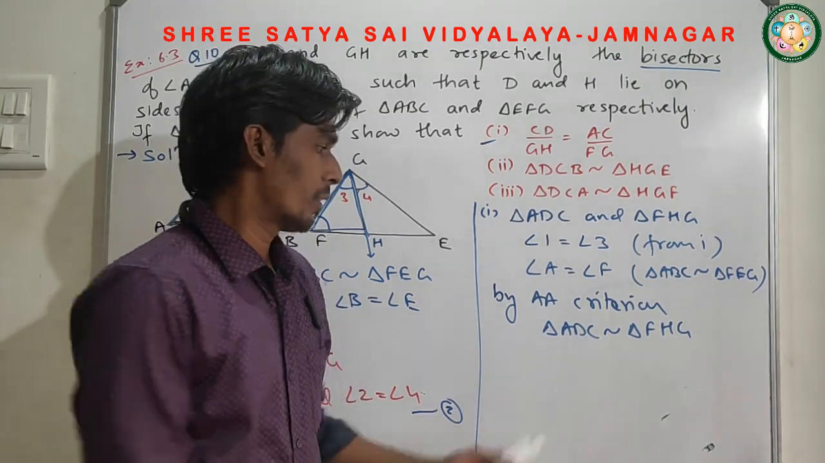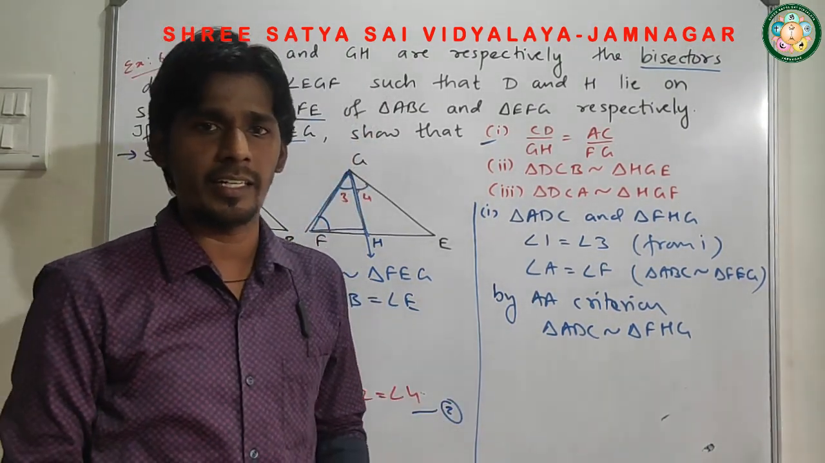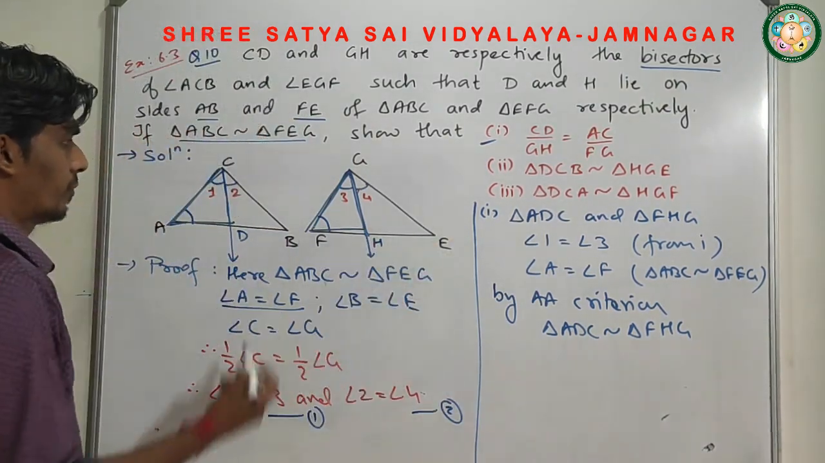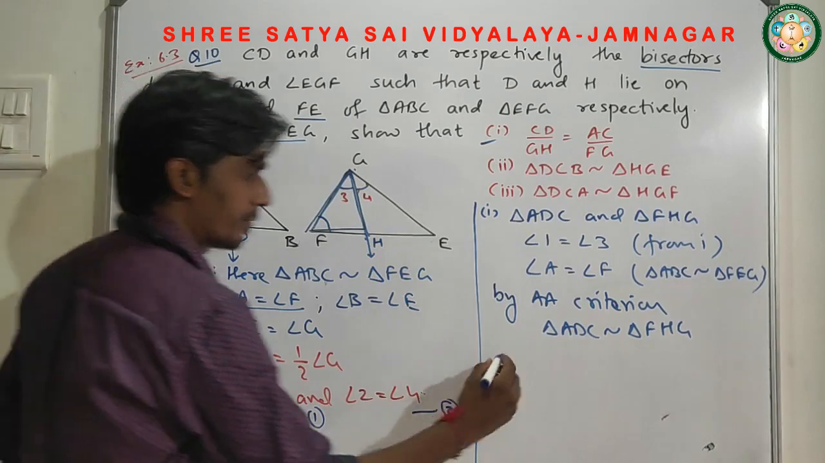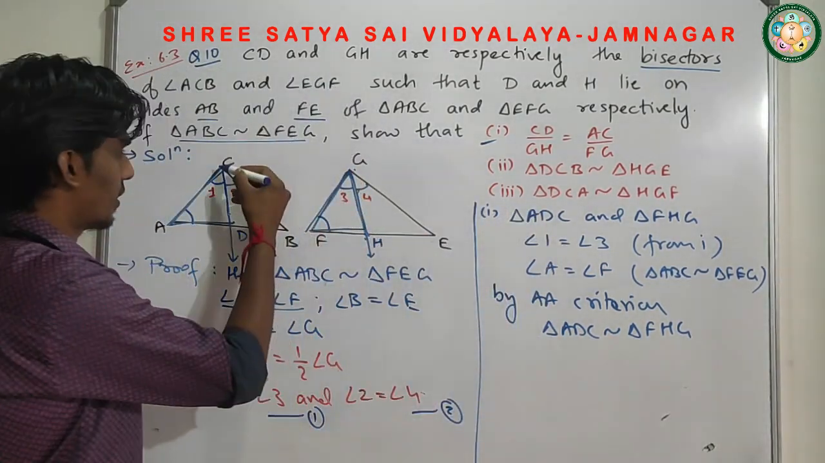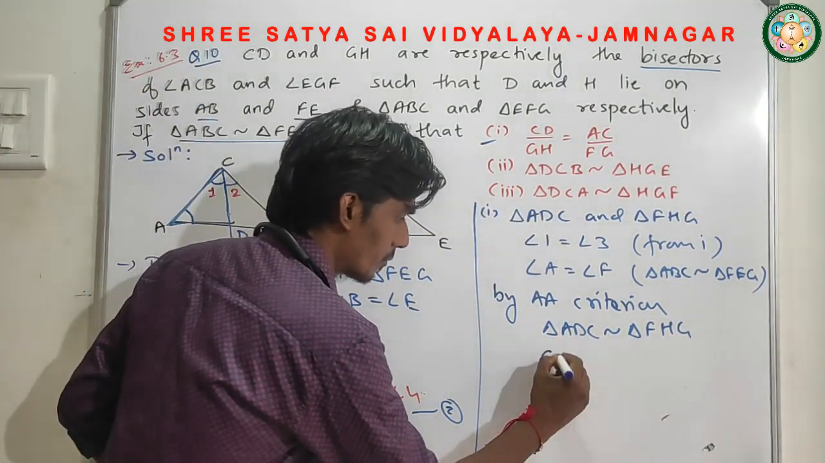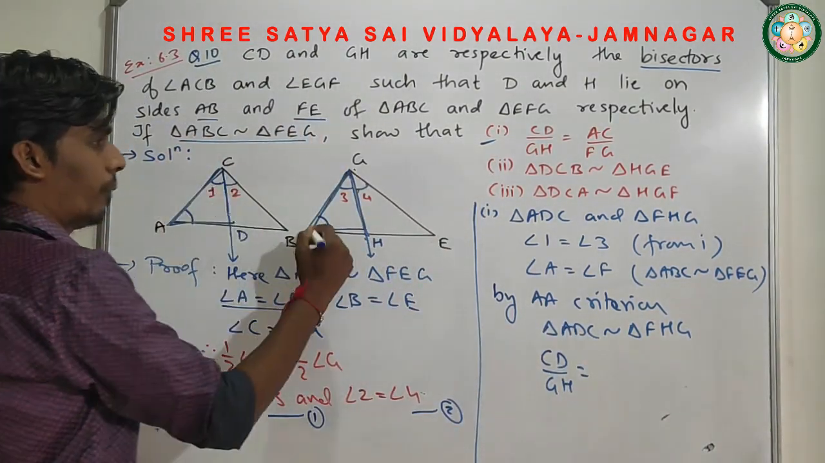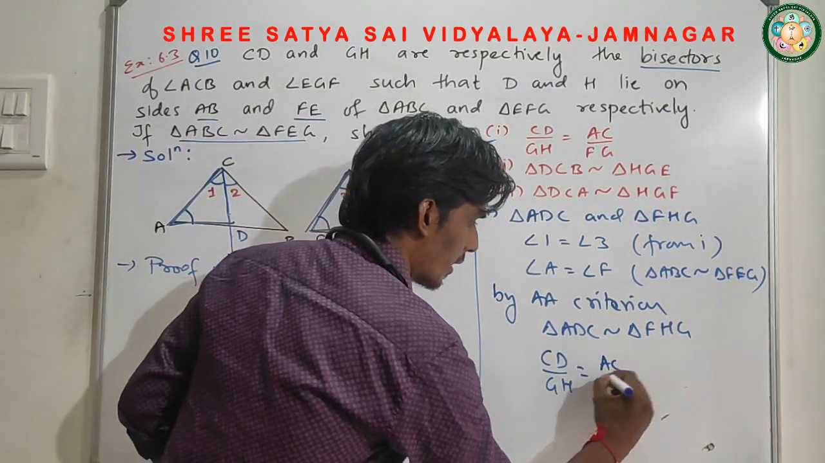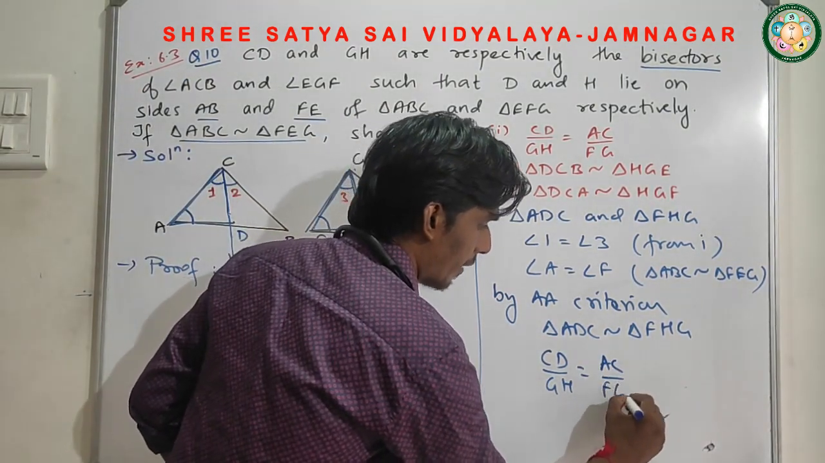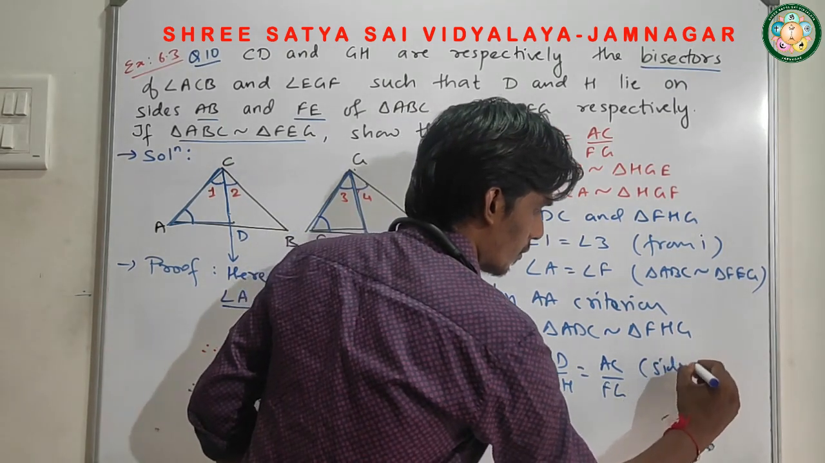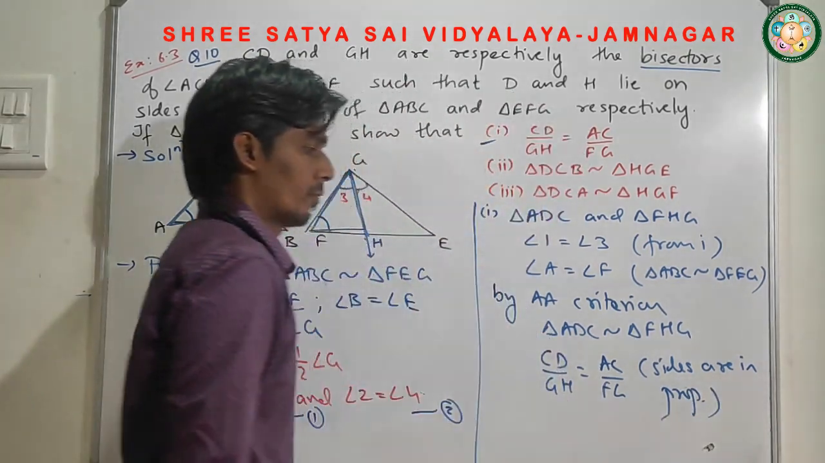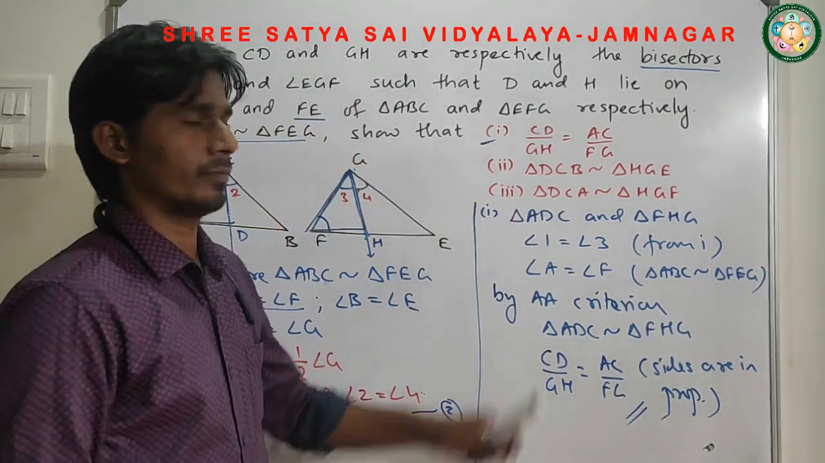Already we know the condition. If triangles are similar, then the sides are in proportion. So let's take the proportional sides which I want here. That is CD upon GH, and this AC upon FG. Sides are in proportion. So hence we proved the first condition like this.